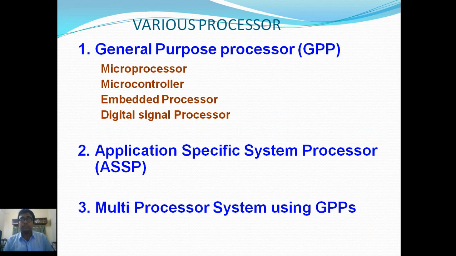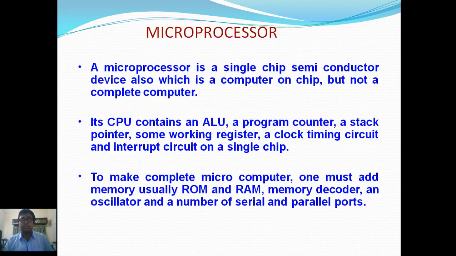Various processors are the general purpose processor, GPP, microprocessor, microcontroller, embedded processor, and digital signal processor. Another kind is the application specific system processor, ASSP. And the third kind is the multiprocessor system using GPPs, general purpose processors. So let's start describing with the general purpose processor.